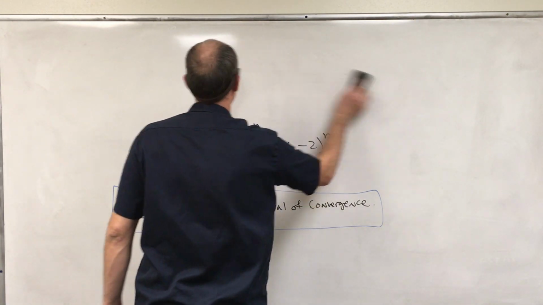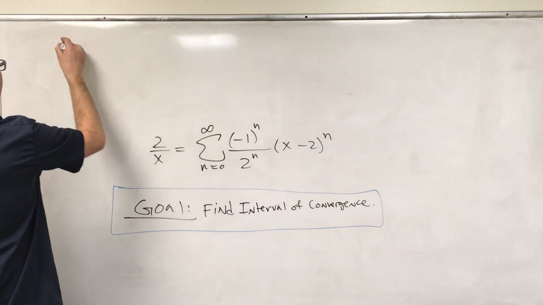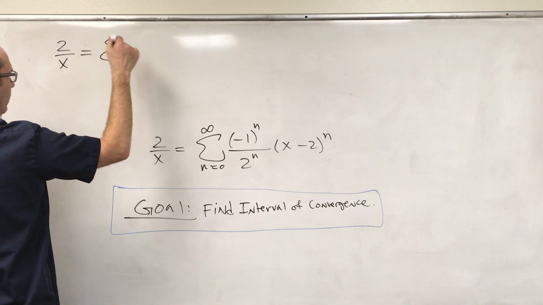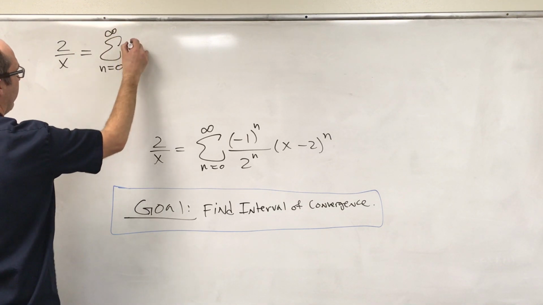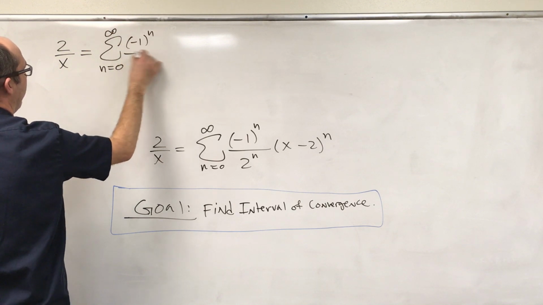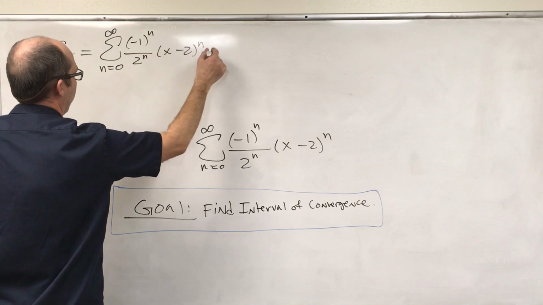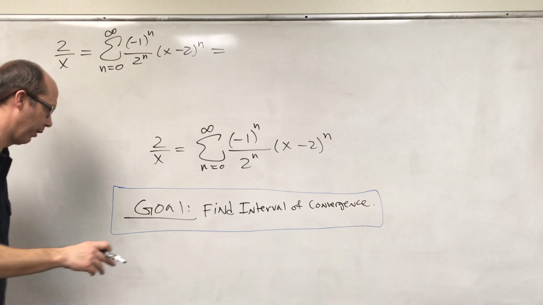So the first thing to see with this, let me rewrite it up here. We've got 2 over x equals the sum from 0 to infinity of (-1) to the n over 2 to the n, times (x minus 2) to the n. First thing to see is that this is an alternating series.